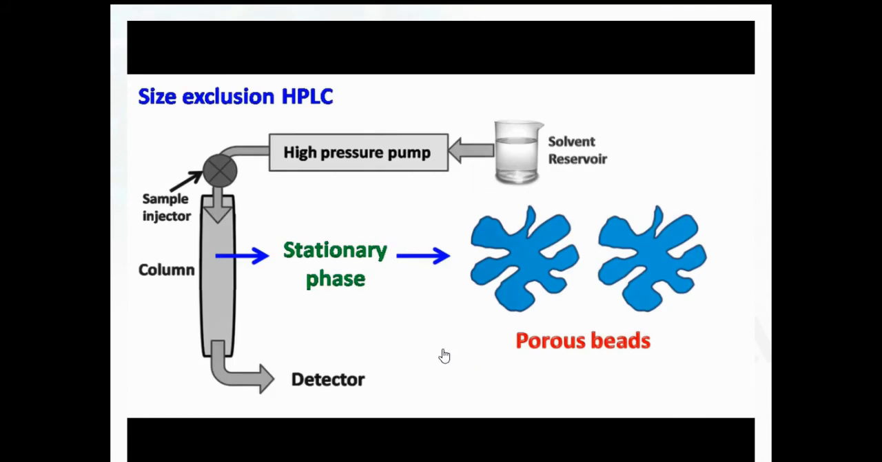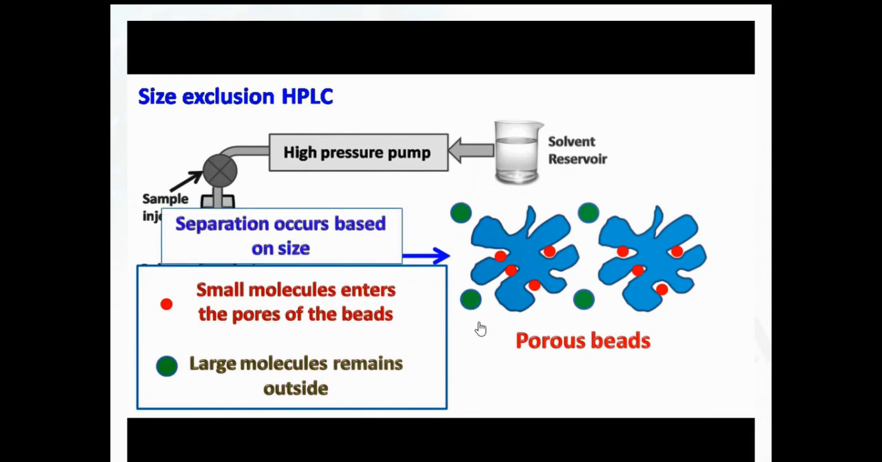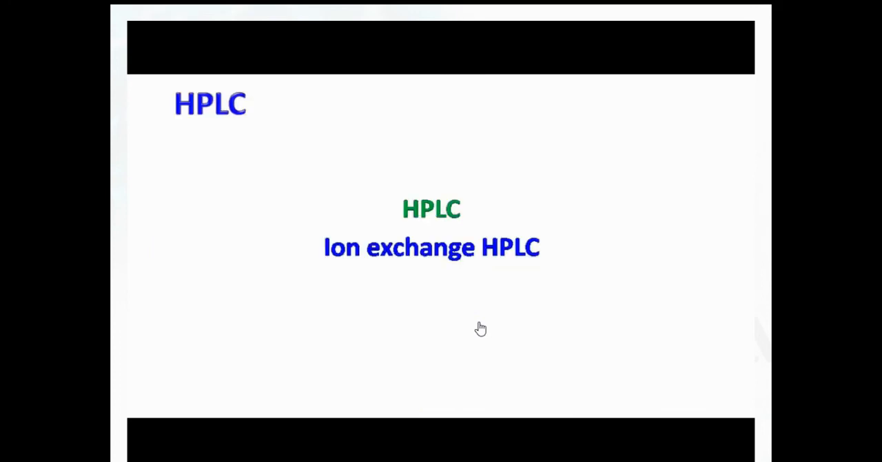Next is size exclusion HPLC, where the separation depends upon the size of the components. Here the stationary phase is porous beads. All the small molecules will enter into the pores of the beads, and only the large molecules will be eluted out first. So resin beads are taken as the stationary phase in size exclusion HPLC.